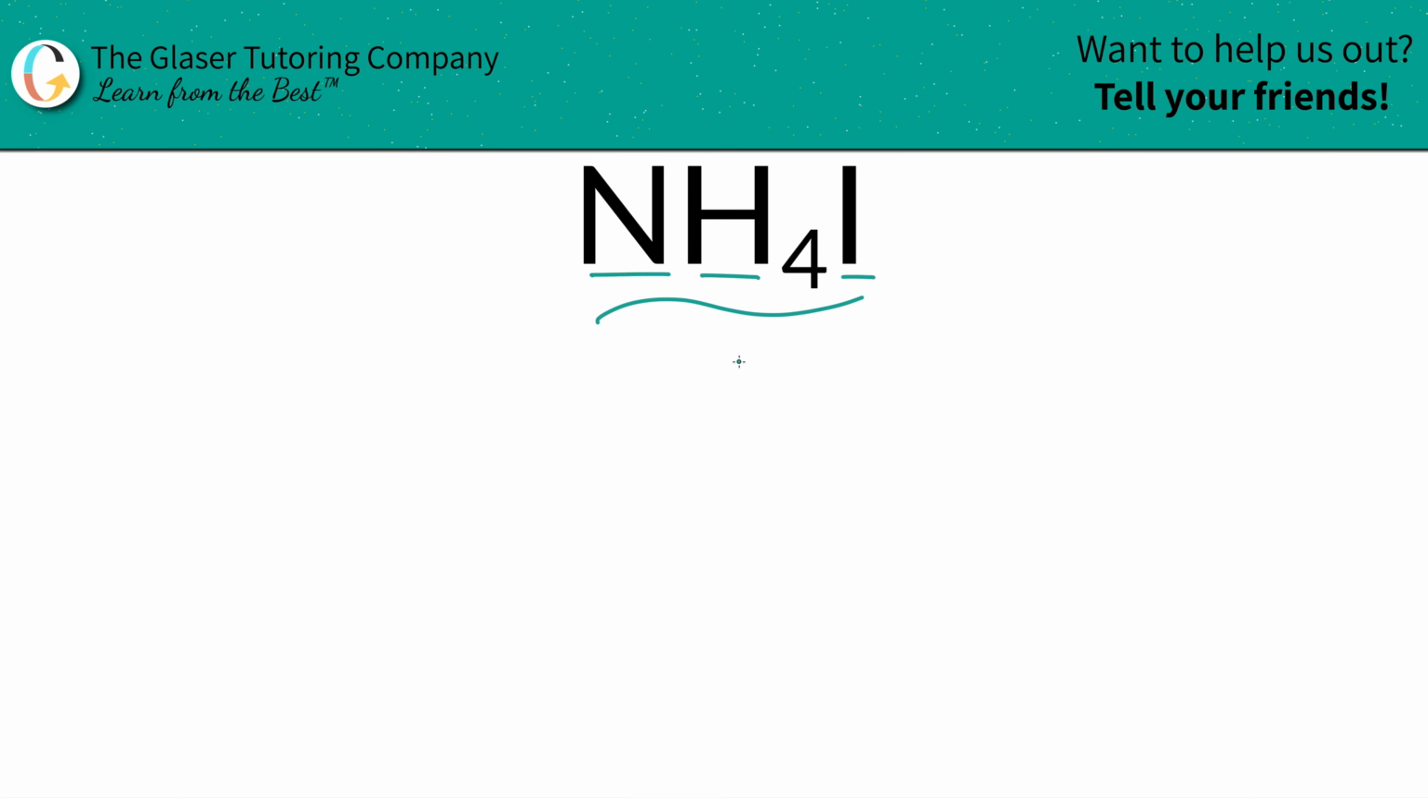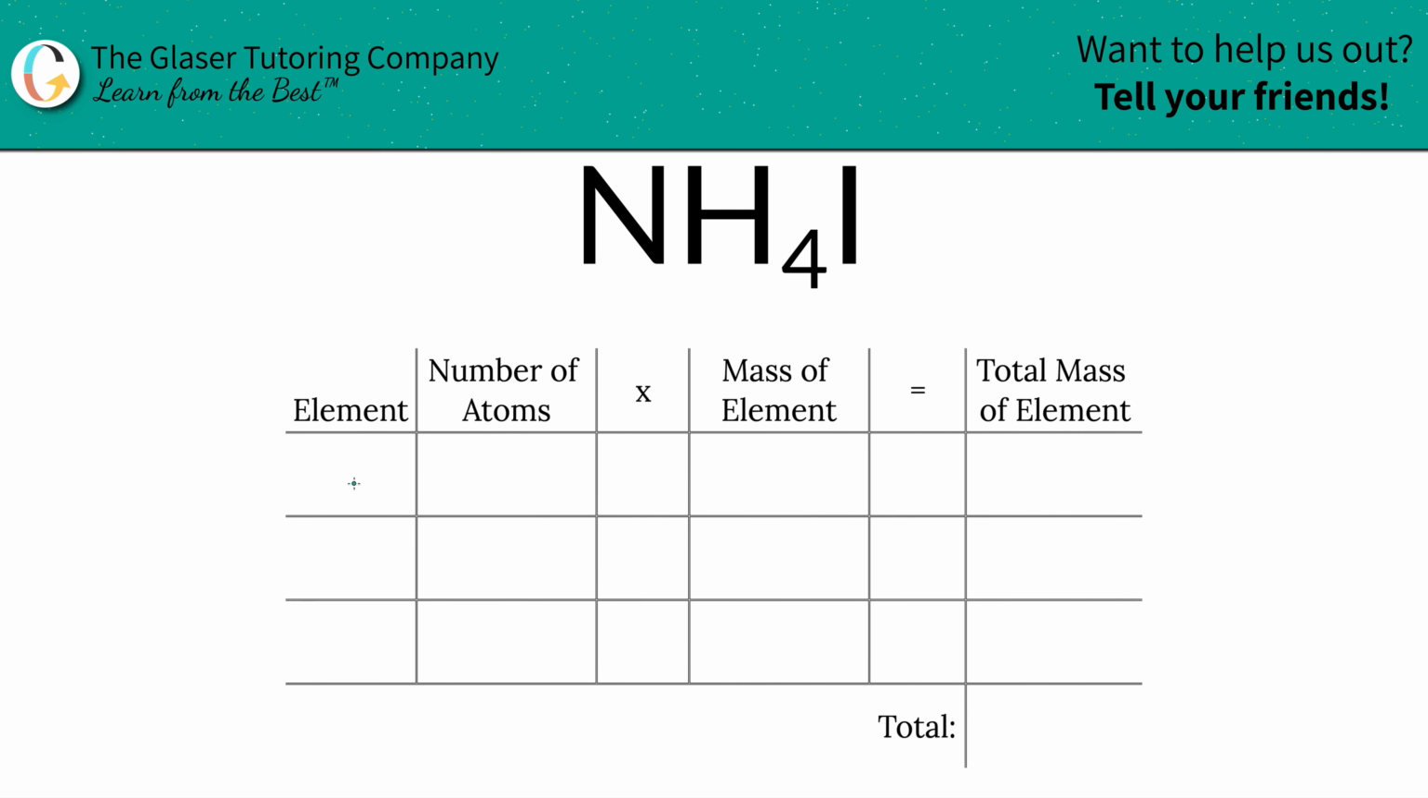First, we're going to find the mass. The first step is to write down the elements that we see. So we've got nitrogen, hydrogen, and iodine.